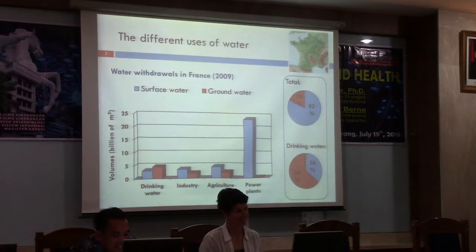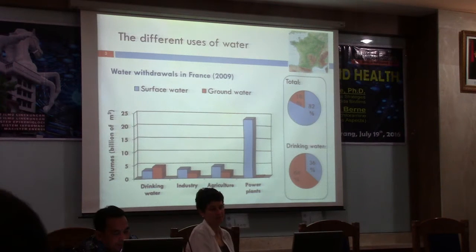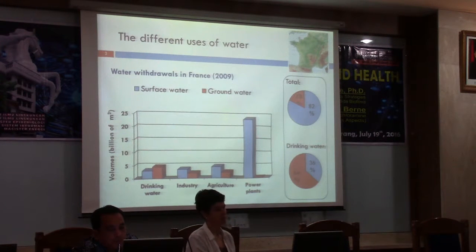So, for these different applications, we need water, and there are two types of resources: groundwater and surface water. And in France, especially, we use a lot of surface water for the energy sector, for the cooling water system. While for drinking water, we use mainly groundwater because the quality of this water is better than surface water.